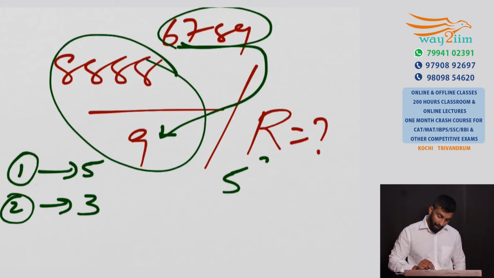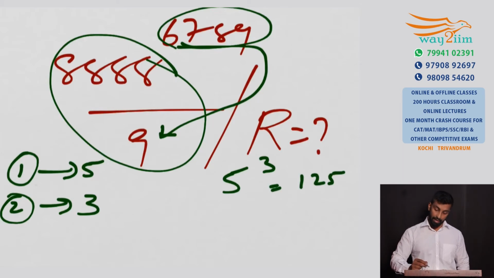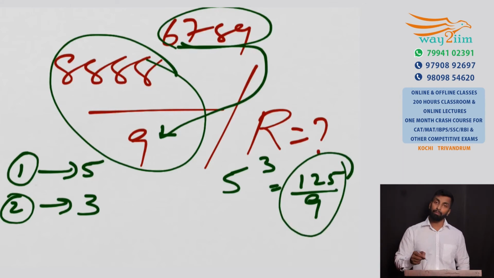Then what is your answer? 5 raised to 3. Since 5 raised to 3 is greater than the divisor here, what do you do? This is nothing but 125, right? So you need to divide it by 9 again. Rather than dividing it by 9 to find the remainder, you can just add the sum of digits. That's what we did and we got the answer as 8.